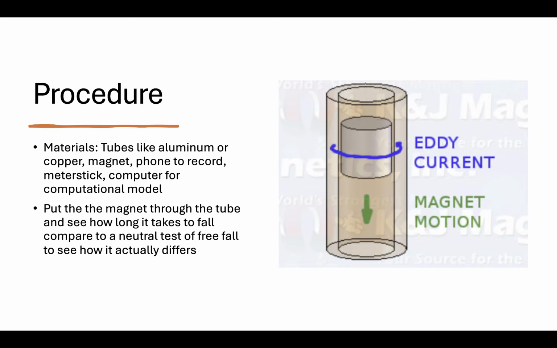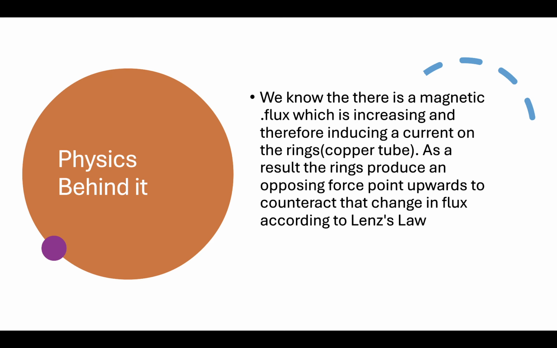So procedure. What you need is a tube, aluminum or copper does the work, a magnet, a phone to record, a meter stick, and a computer for the computational model. What you do is put the magnet through the tube and see how long it takes to fall. You want to compare it to a realistic free fall, so just do a normal free fall as well to see how it differs.